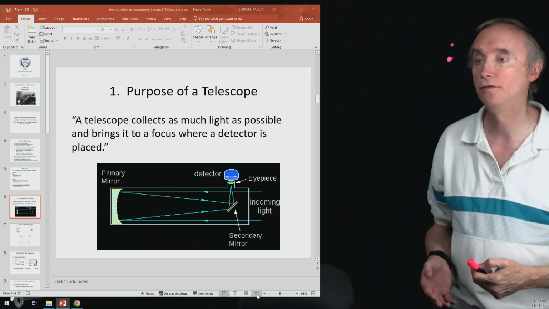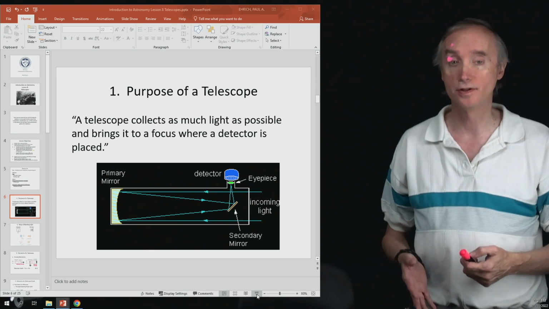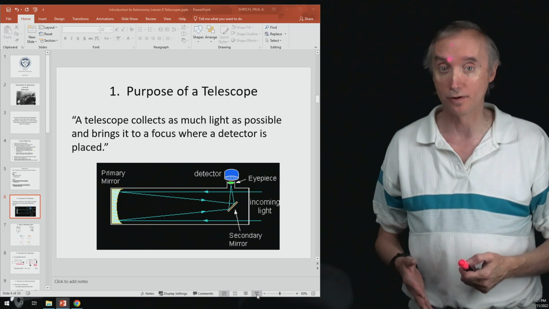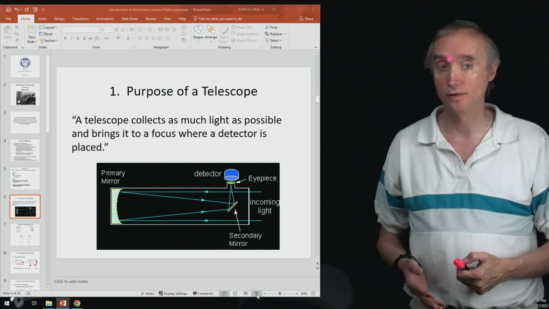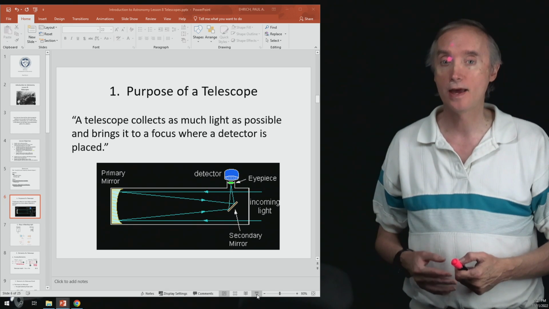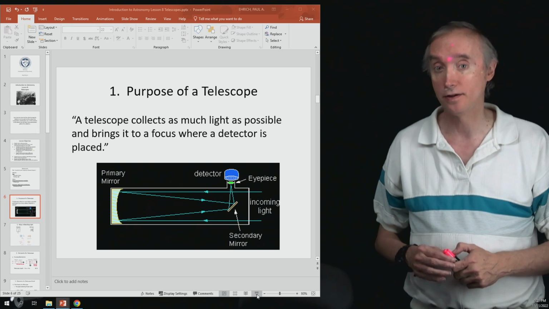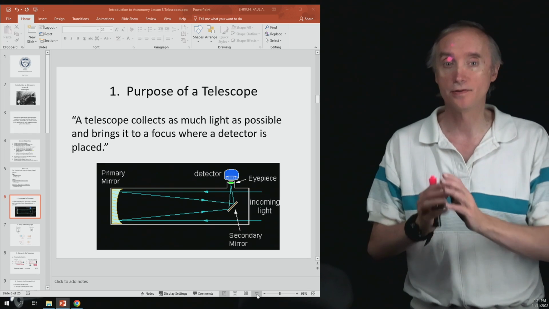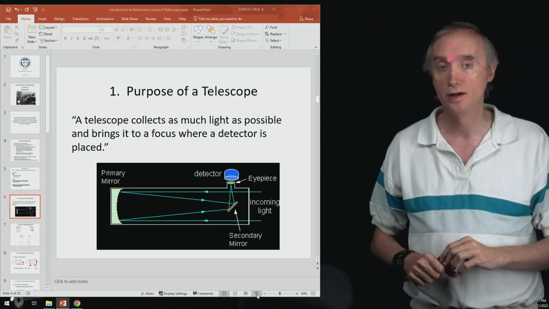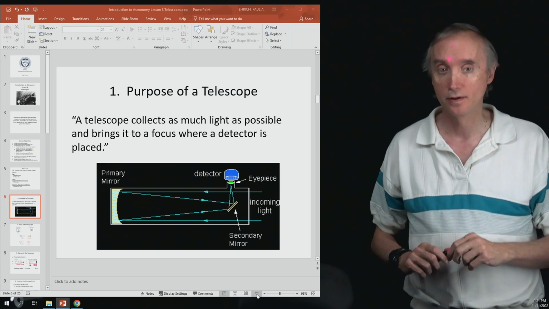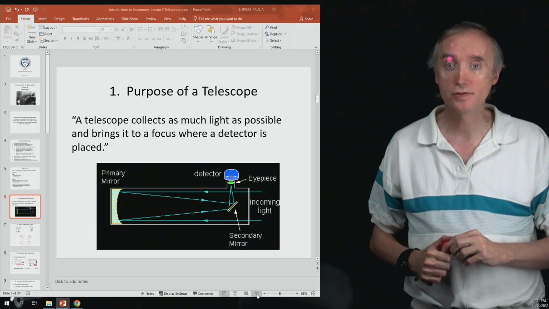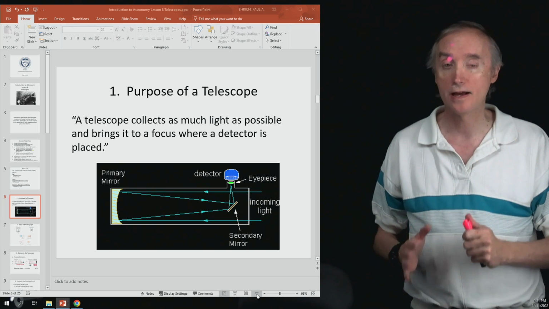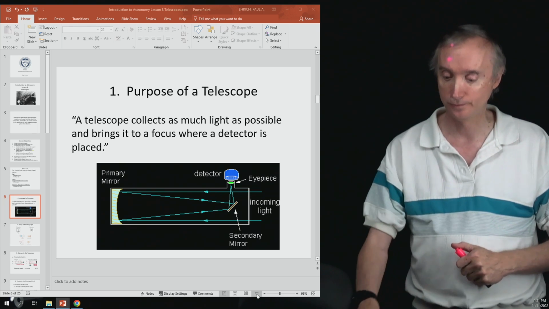And later we're going to find out that an example of a detector would be a photometer that measures the brightness of light, and then also a diffraction grating, which is going to take the light and spread it out into the colors of it. So that's the purpose of a modern astronomical telescope.